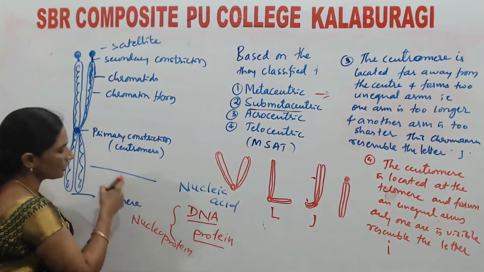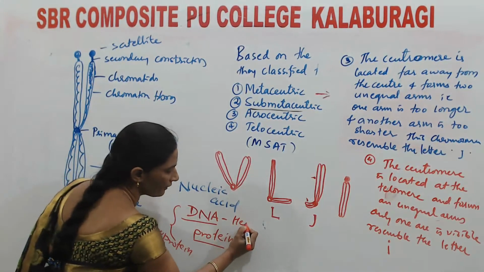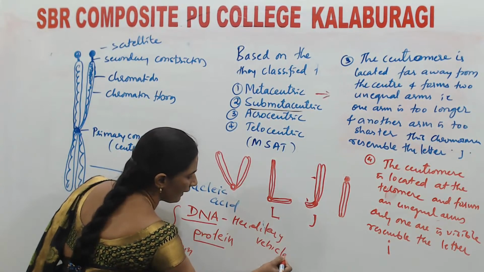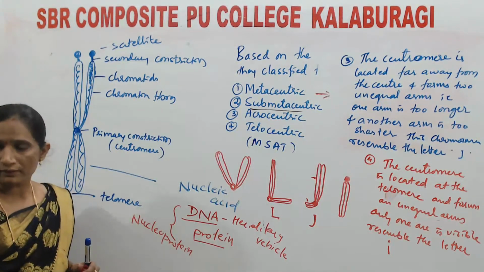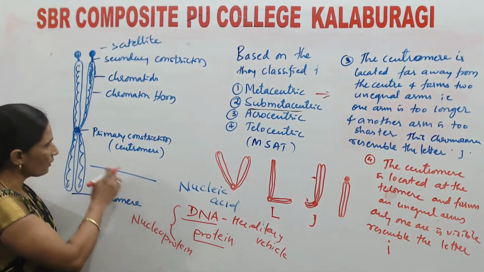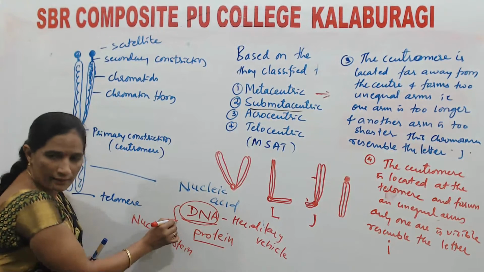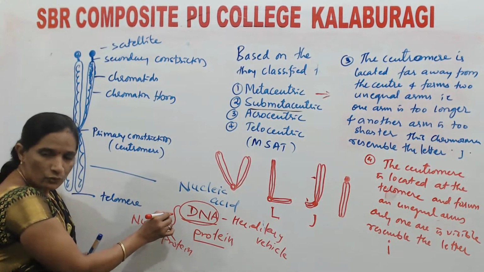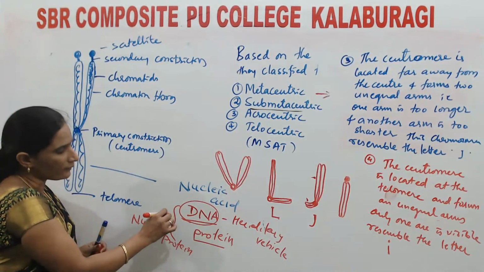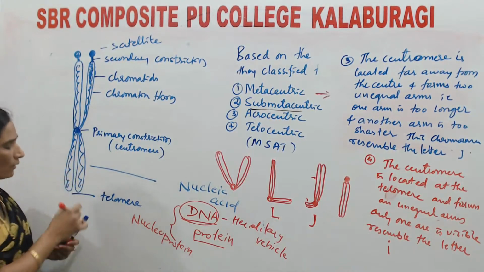Nucleoprotein. So the function of this chromosome is to transfer. It is called the hereditary vehicle because it transmits characters from one to another. So this is the main function of the chromosome. Is it clear? This is because of the presence of a genetic material called DNA. In most organisms, DNA acts as the genetic material. So it will transfer the character from one to another. That is the function of the chromosome.